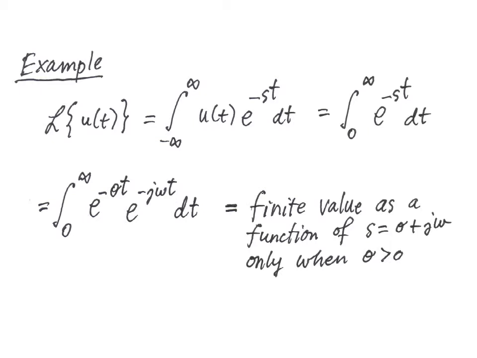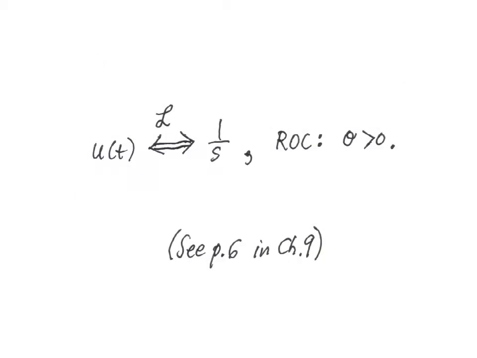and it turns out that a finite result of this integral is obtained, or one that converges to a fixed finite value, is obtained only when sigma, which defines the first exponential, is greater than 0. Therefore, we say that the Laplace transform of the unit step function, which is not proven here, just given, is 1 over s, only exists in the region of convergence of the S-plane where sigma is greater than 0. This is derived on page 6 in the Chapter 9 handout.